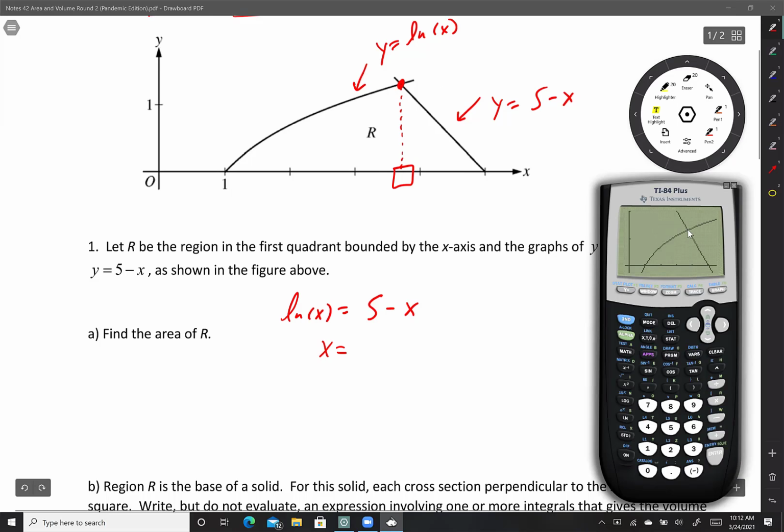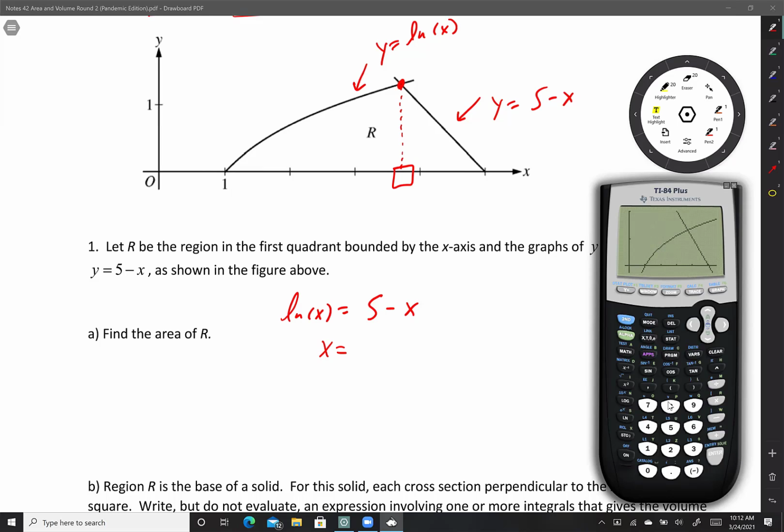Find that intersection right there. How do I find the intersection? Can you guys help me out with that? How do I tell the calculator to find my intersection? Second trace.